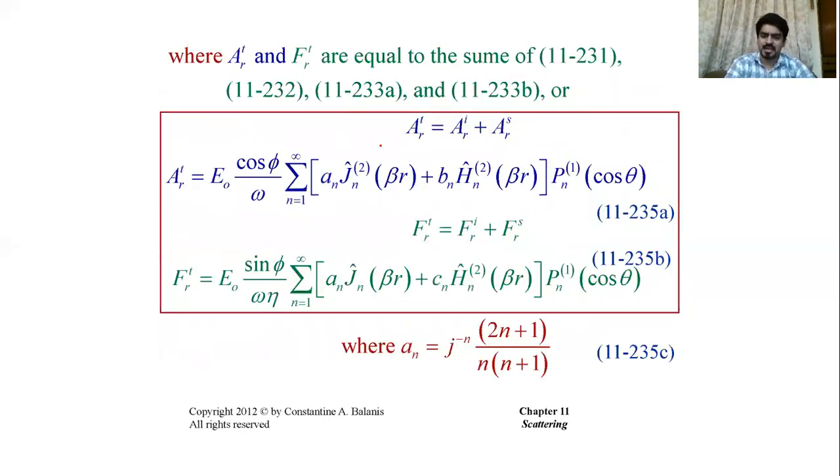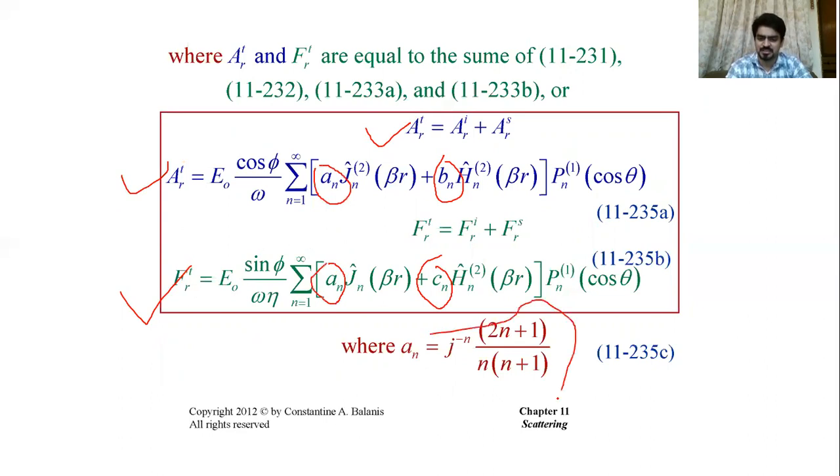Now again we can add these incident and scattered vector potentials, and then get the total vector potential. Then you will have the unknown coefficients b_n and c_n here, right? We already know the expression of a_n. That is given by this expression.